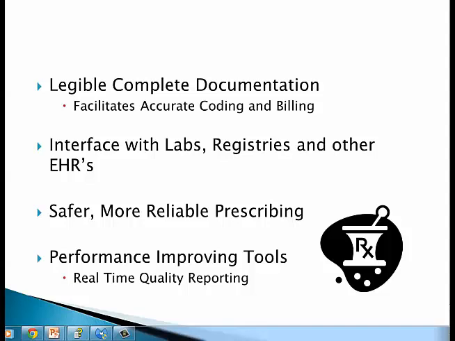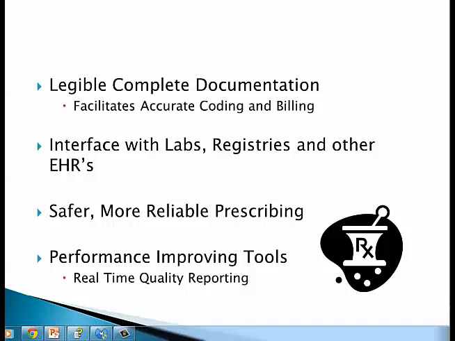Also, the interface with labs, registries, and other electronic medical records. The fact that a doctor can order a lab and then once the lab completes the test, the results can come back into the electronic medical record. So you not only have the ordering of the lab, you have the results back in the EMR as well, and these can be tracked, as I mentioned before, over time and graphed, and it gives a good picture of the patient.